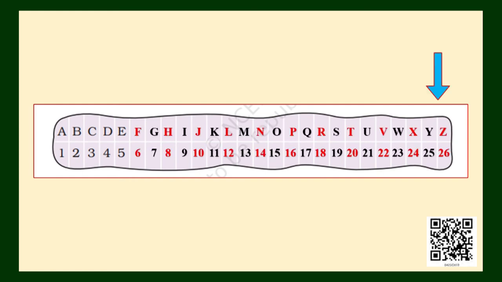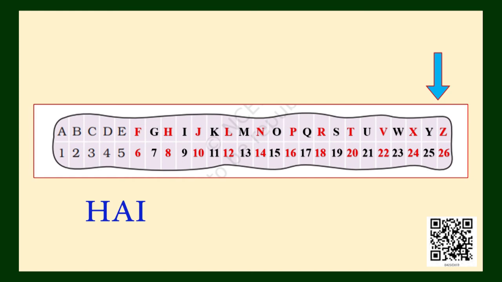Let us keep one number for each letter. For A, we will have 1. For B, we will have 2. For C, we will have 3. Like that. So, what will be the number for alphabet Z? Yes, 26.